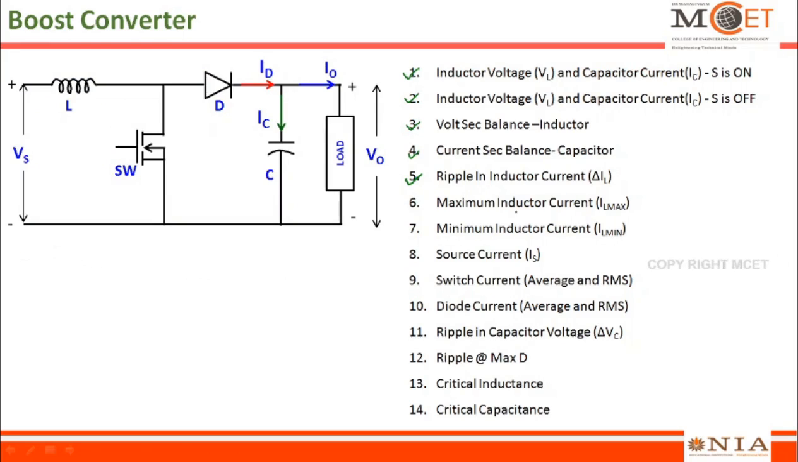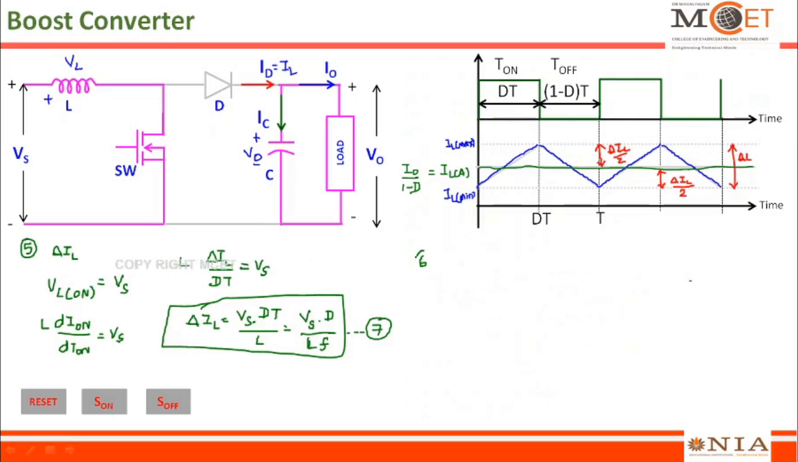The next part of the derivation is to calculate the maximum inductor current and the minimum inductor current expressions. Let us try to derive these two. The maximum inductor current, ILMAX, is equal to IL average plus delta IL by 2. So this is the expression for the maximum value of the inductor current. IL average, we know, is I0 divided by 1 minus D, where I0 is the load current, plus delta IL by 2.